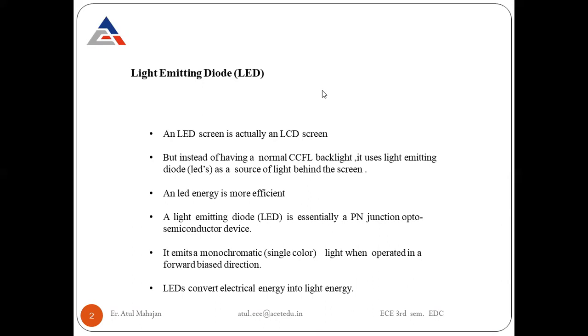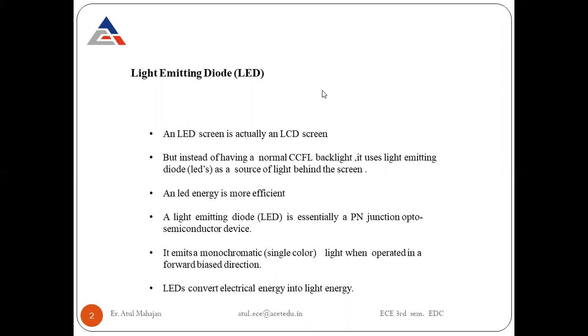Then we have the LED TVs nowadays, which have a very good resolution and light performance. Then LCD screens are also there, where we use liquid crystals. In case of LEDs, we use light emitting diodes, and in case of an LCD, we use liquid crystals for display of light. But instead of a normal CCFL backlight, it uses a light emitting diode as a source of light behind the screen. In this case, we are not using any CFL lights.